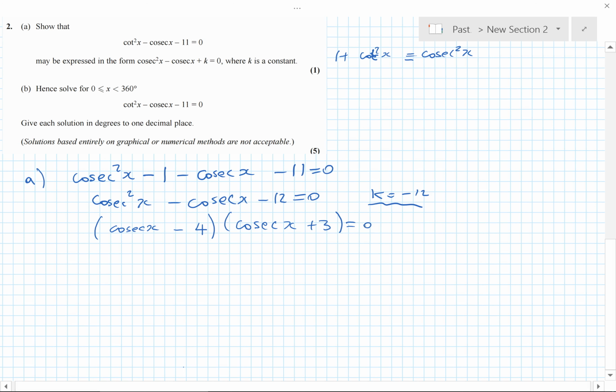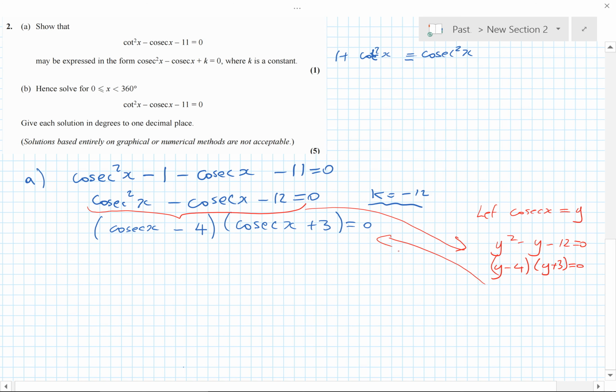Now, some students don't like just going straight to that, so okay, if you want, I'll do this. You can let cosec x be equal to y, say. I'm surprised how comforting some students find this. Then we've got y squared minus y minus 12 equals 0, y minus 4, y plus 3 equals 0, and then go back to there if you want. But I'm not encouraging that, I'm just saying it's okay if that makes you happy. Okay, so there we go.